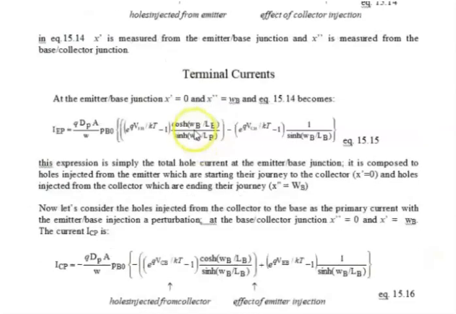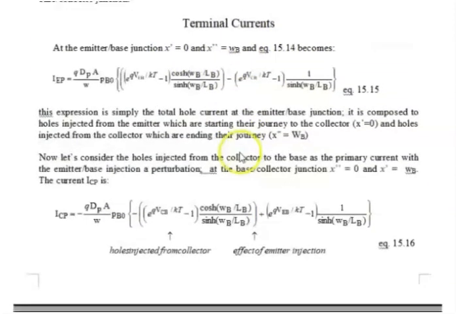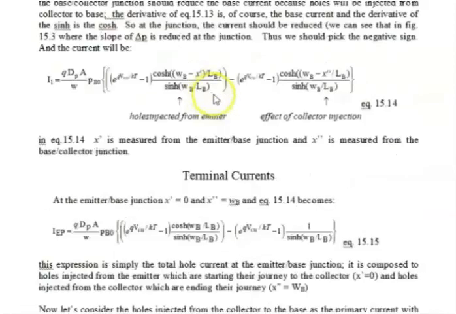Okay. So at the emitter-base junction, remember we have these two coordinate systems. One goes from left to right. That's the standard, the x prime, and the other, x double prime, goes from right to left. So let's see. Okay, yeah. So at x equals 0, that's at the emitter-base junction, we simply put in x equals 0.